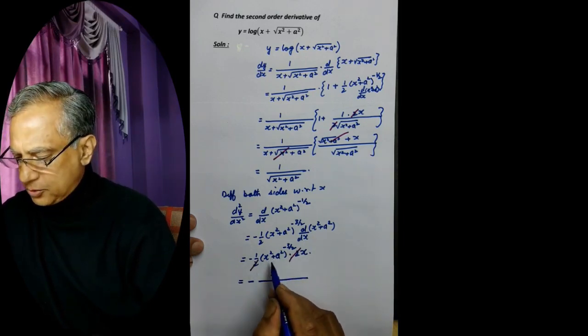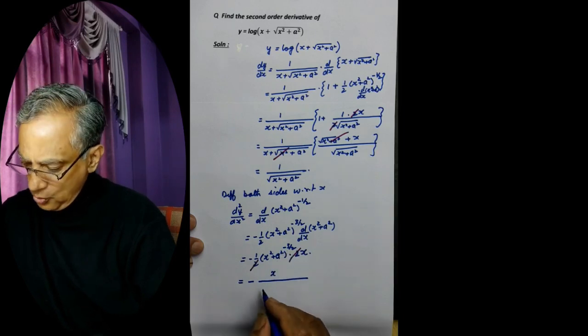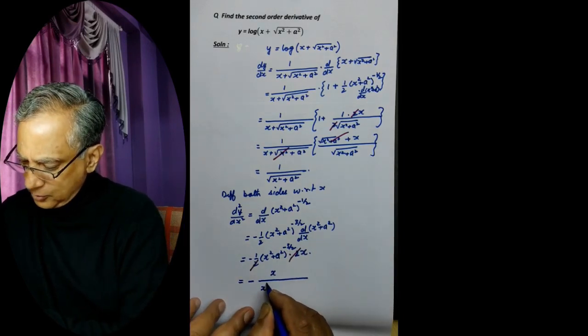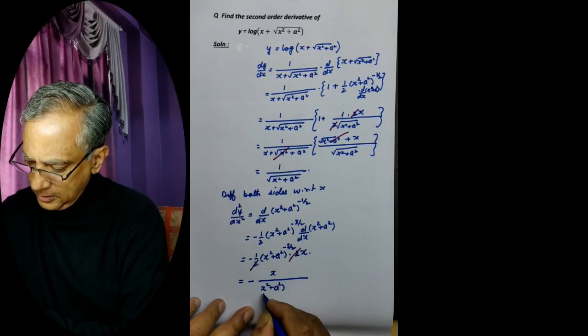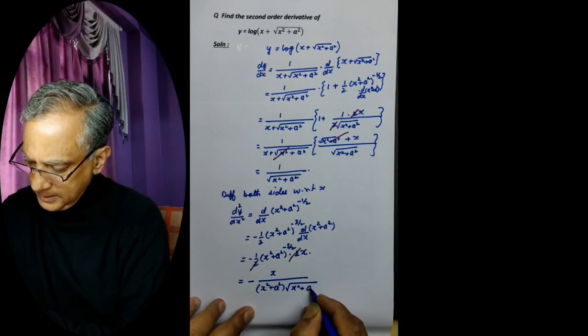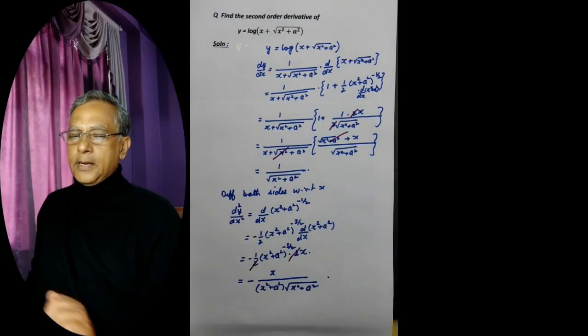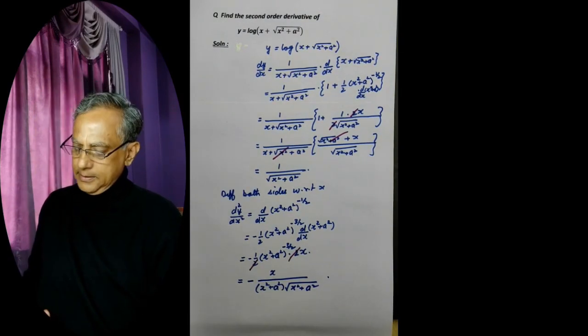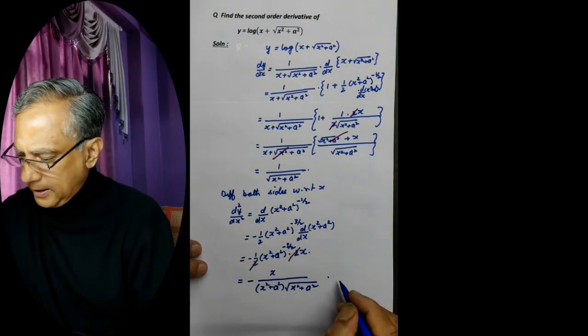This is 1 upon (x² + a²)^(3/2), which can be written as (x² + a²) whole into under root x² + a². And this is the required answer. This is the answer.